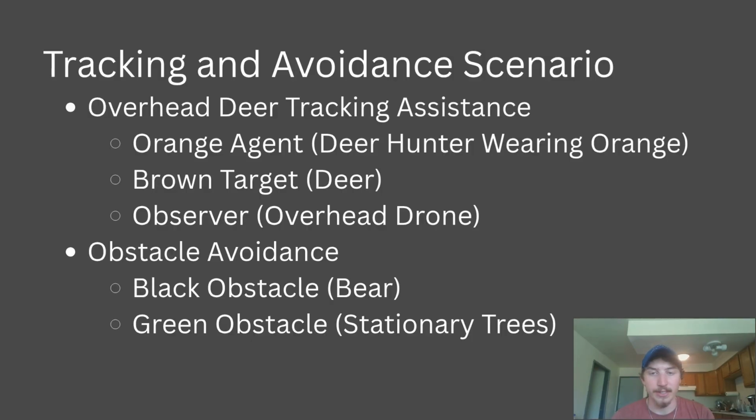In this simulation, there's an orange agent that represents a deer hunter who is wearing orange. There is a brown target representing a deer that the hunter is trying to track. And the observer, which does not appear in the simulation, is assumed to be an overhead drone, giving us the footage seen in the simulation.